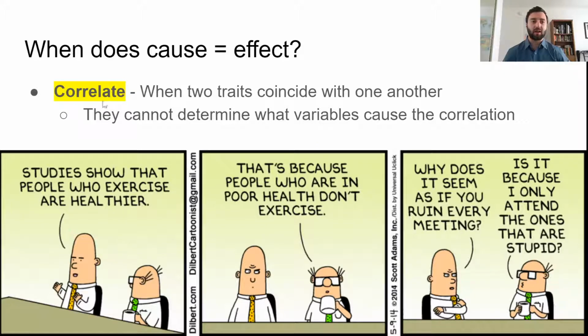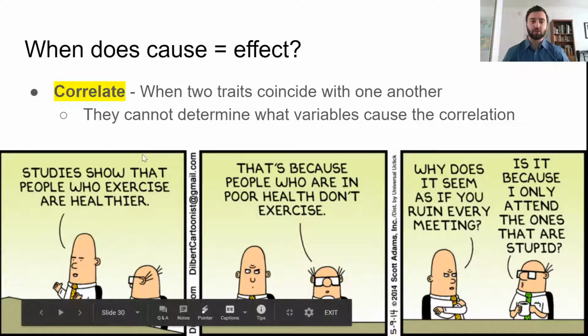So what does it mean to correlate? Basically, the idea is when two traits coincide with one another, so when two things seem like they're connected. Now, what's really important here is that a correlation cannot determine causation. They cannot determine what variables cause this correlation. So we know that these two things go together, or there's some sort of thing that seems to be connecting them, but we aren't able to determine why. And that's really, really important.